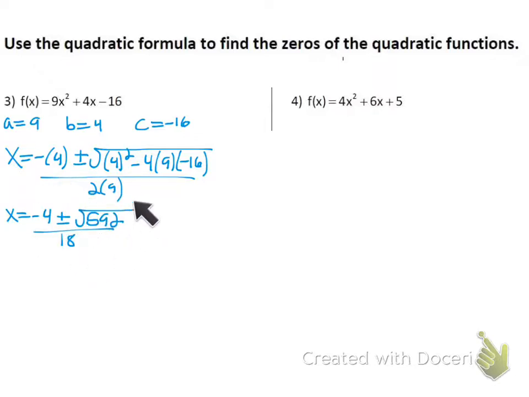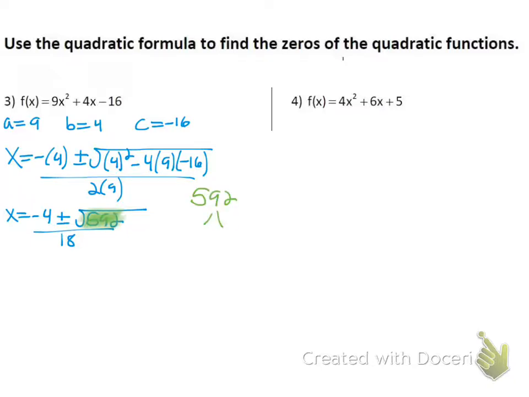And then we need to deal with underneath the radical. This time, 592 is not a perfect square. You end up with a decimal, and decimals are not allowed. So we need to go back to our unit 5 skills of simplifying radicals. And in order to do that, we need to make a factor tree. I'm going to do that over here in green.